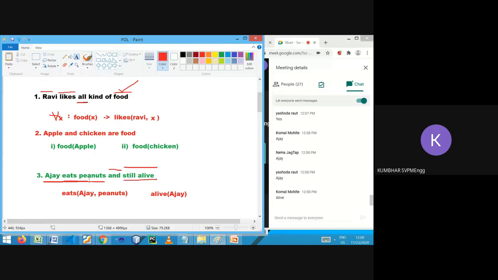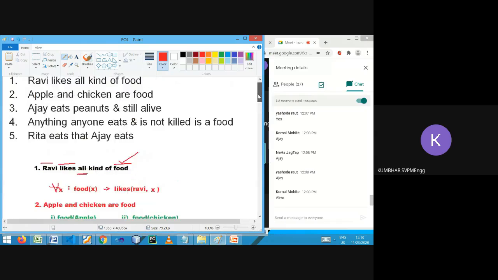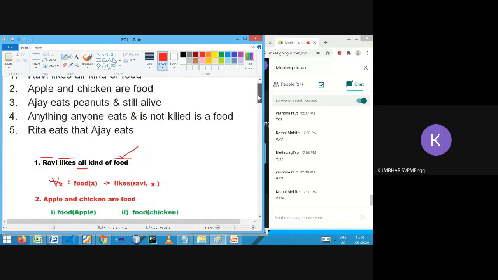This first statement, Ajay eats peanuts, we wrote as eats(Ajay, peanuts), and still alive we wrote as alive(Ajay). And now, for the and, we have the conjunction symbol. So this is the final statement: Ajay eats peanuts and Ajay is alive. Correct? Shall we go for the next statement? Any confusion in this?